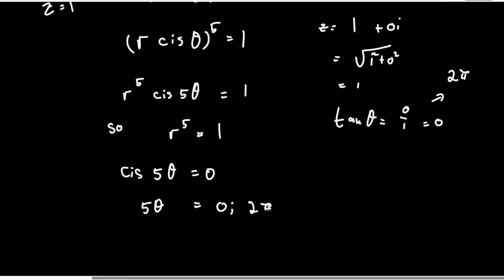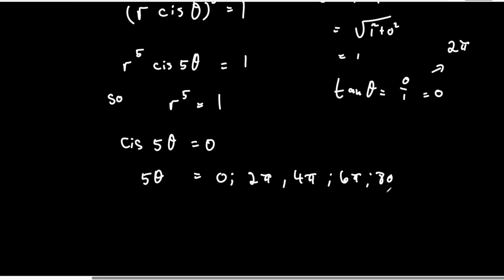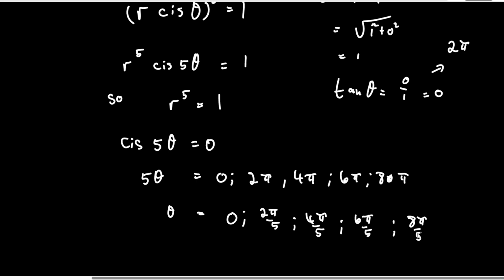It'll be 2 pi, because we're making 5 rotations. 4 pi, 6 pi, and 8 pi. Oh, sorry, 8 pi. Why am I putting a theta? Then that means theta will be, obviously that's just going to stay 0, so it's going to be 0, 2 pi over 5, 4 pi over 5, 6 pi over 5, and 8 pi over 5.